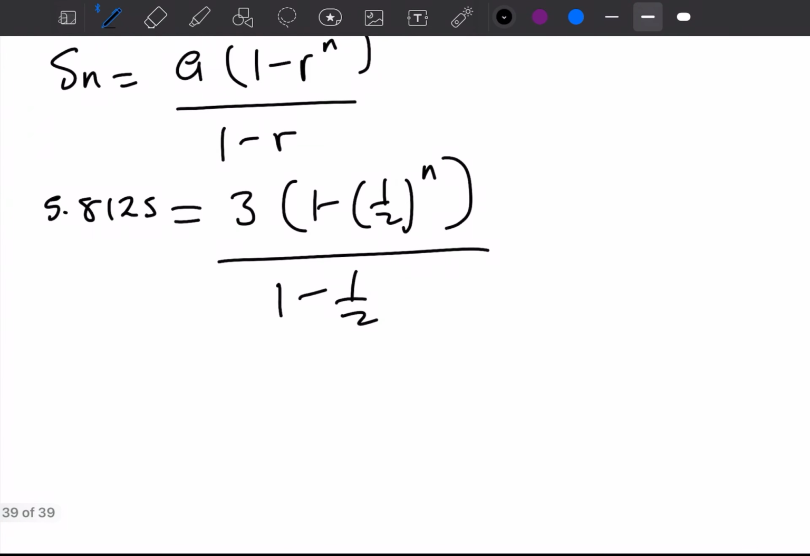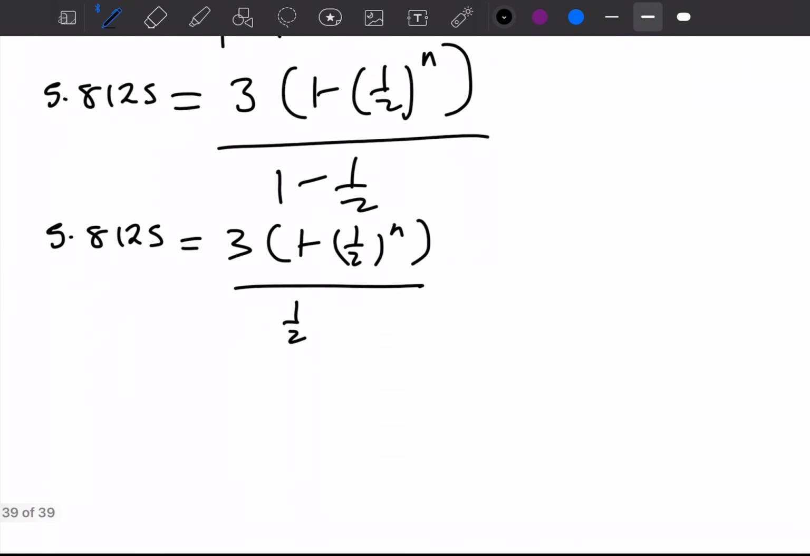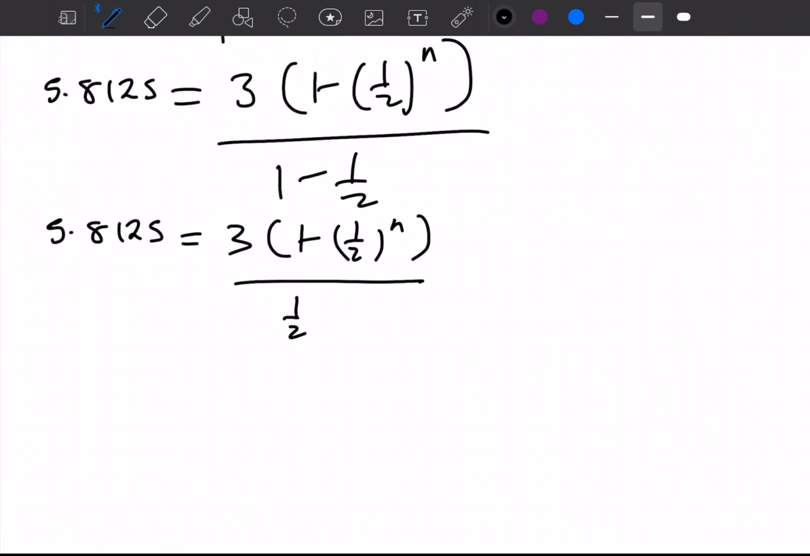Okay, and from here we can find the value of 1 minus half. 1 minus half is half, so you have 5.8125 is equal to 3, 1 minus half power n, and this is half. And then can cross multiply and say 5.8125 times half. So if you punch that in your calculator, 5.8125 times half, you're gonna get 93 over 32. So 93 over 32 is equal to 3, 1 minus half power n.